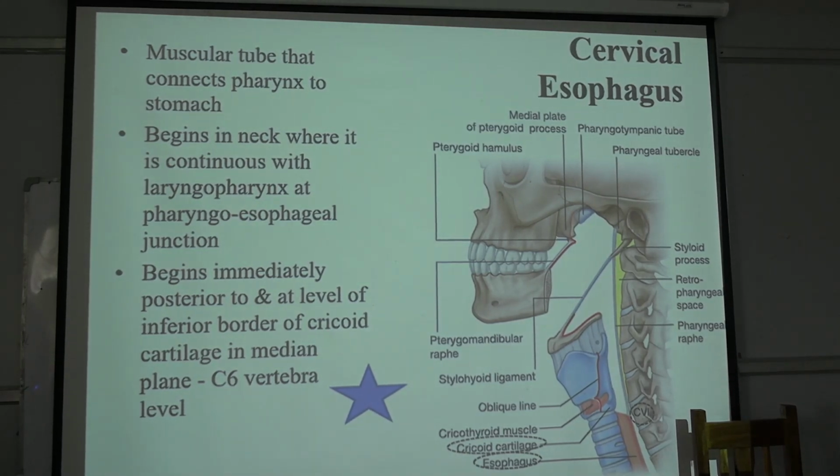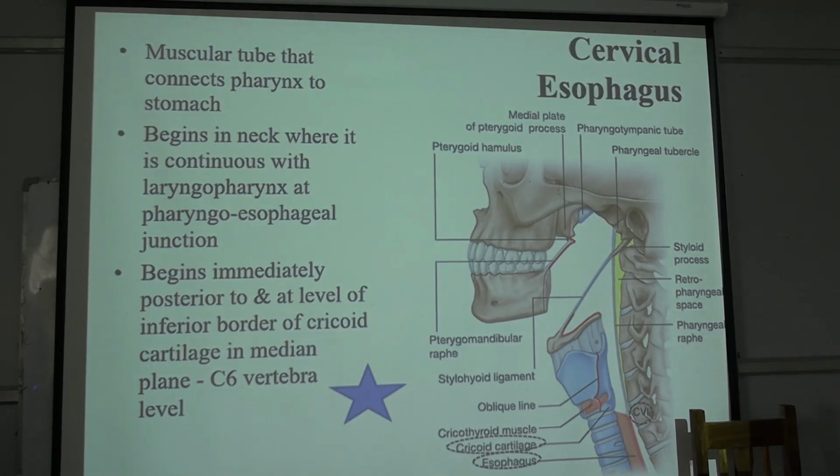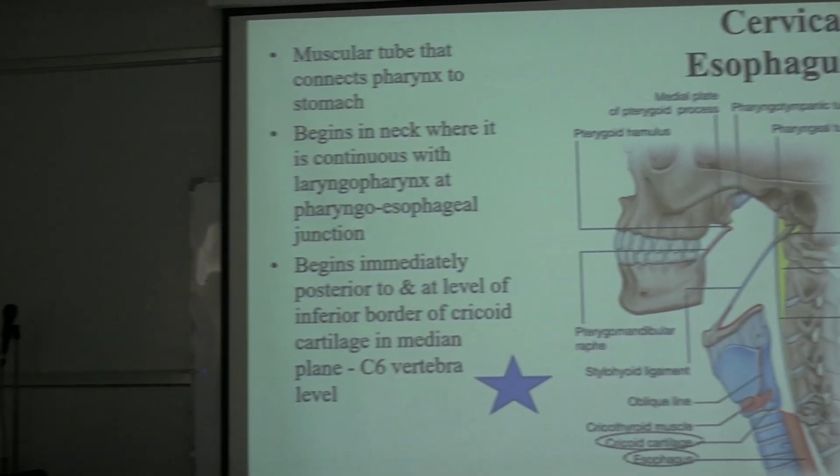What are the contents of the carotid sheath? In which triangle is the carotid sheath located? The carotid triangle. Now the carotid triangle holds this carotid sheath. What is the content of the carotid sheath?